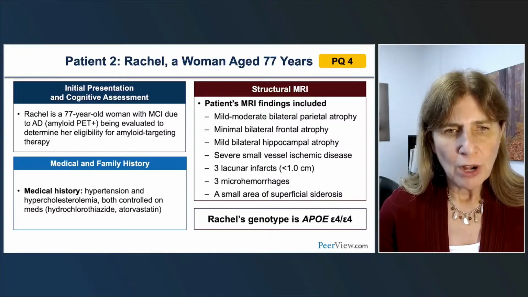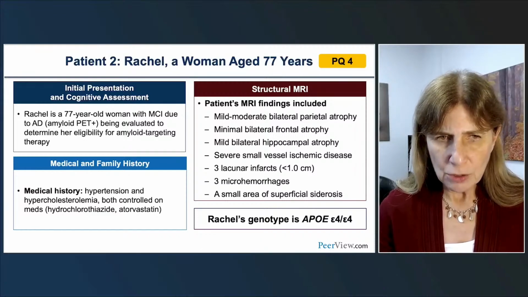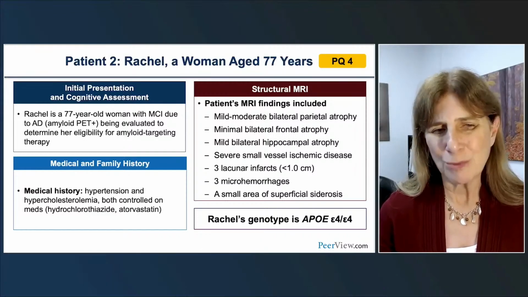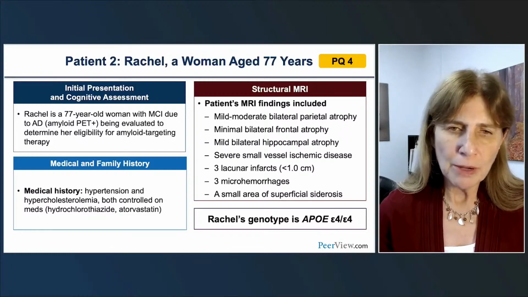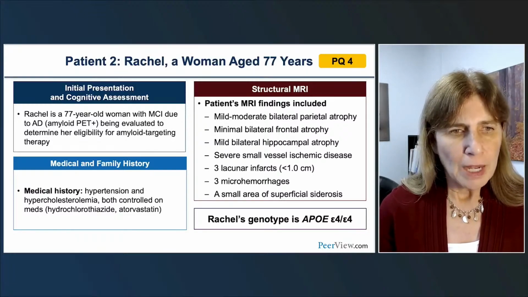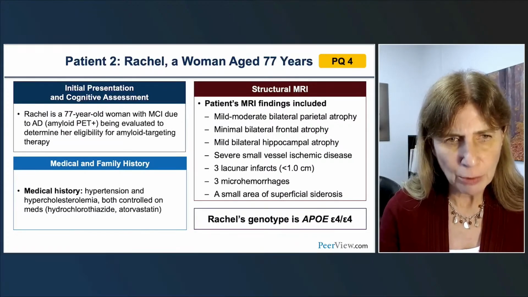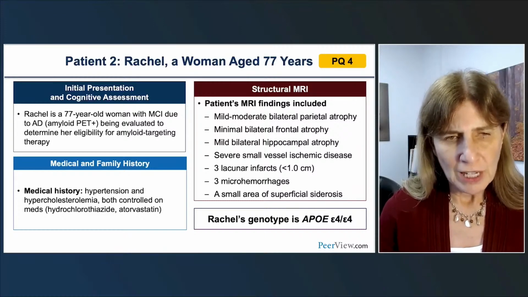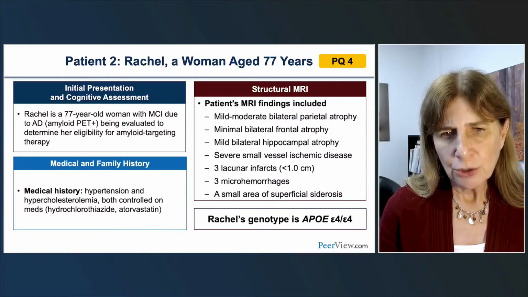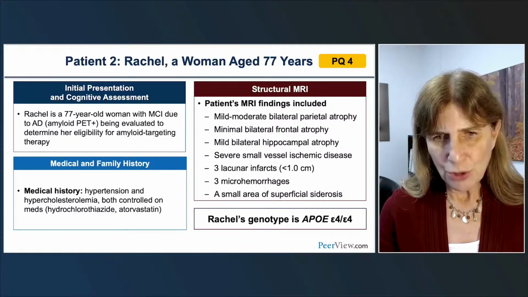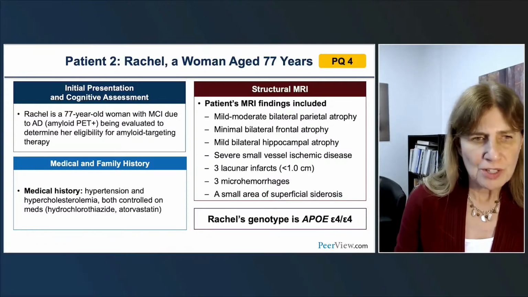Her pre-treatment MRI, however, is informative. She has mild to moderate bilateral parietal atrophy, so that focal atrophy goes along with Alzheimer's disease. It's not unexpected. She has minimal bifrontal atrophy, fine. Mild bilateral hippocampal atrophy, again, not unexpected in Alzheimer's disease. But here's what we're getting into now. Severe small vessel ischemic disease. 3 lacunar infarcts, and I think you heard Eric say, more than 2 is putting her at a higher risk for ARIA. And she has 1 area of superficial siderosis.